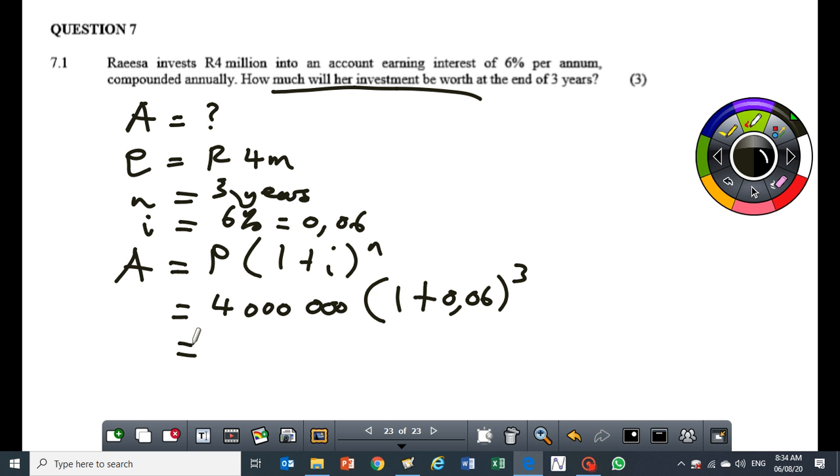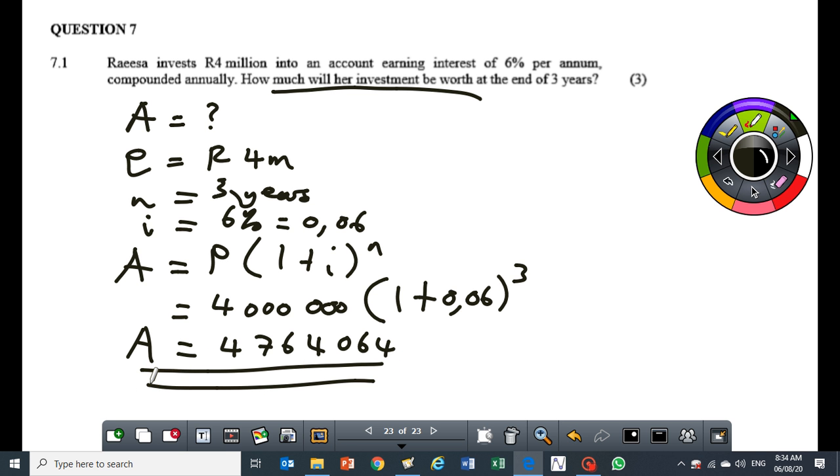And then what answer do you get? 4,764,064. How many cents? No cents. Doesn't make sense. Right.